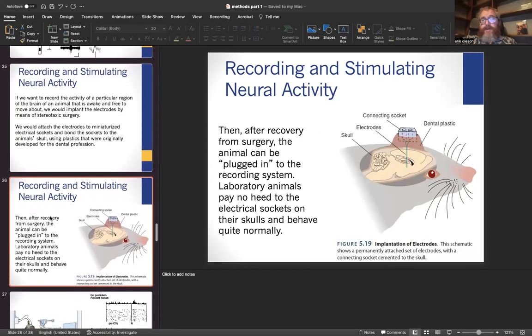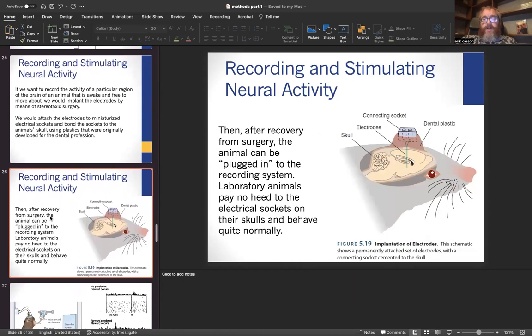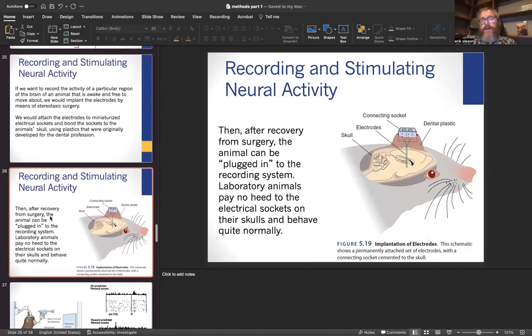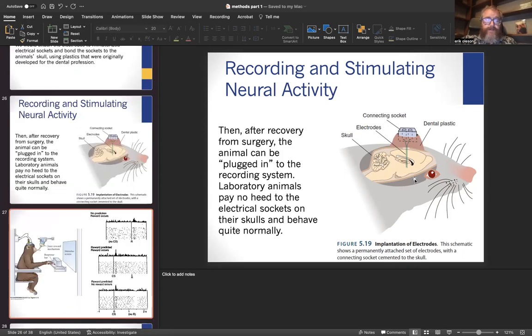Here is an example of what such an implant might look like. You tend to cover the implant with dental cement, which sticks to that bone, just like the bone in your mouth, very, very tightly. Even if there's a little bit of fluid, a little bit of water around, it won't degrade the integrity of the bond at all. And then after a period of time, you can just plug it in and hopefully get some recordings.